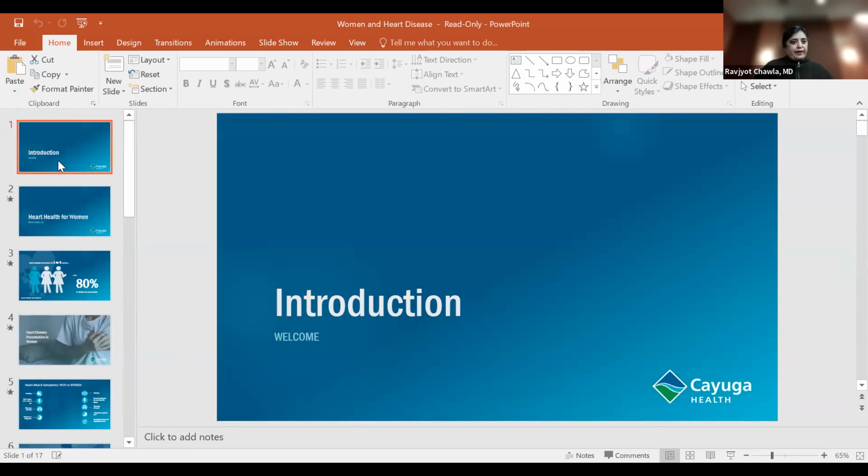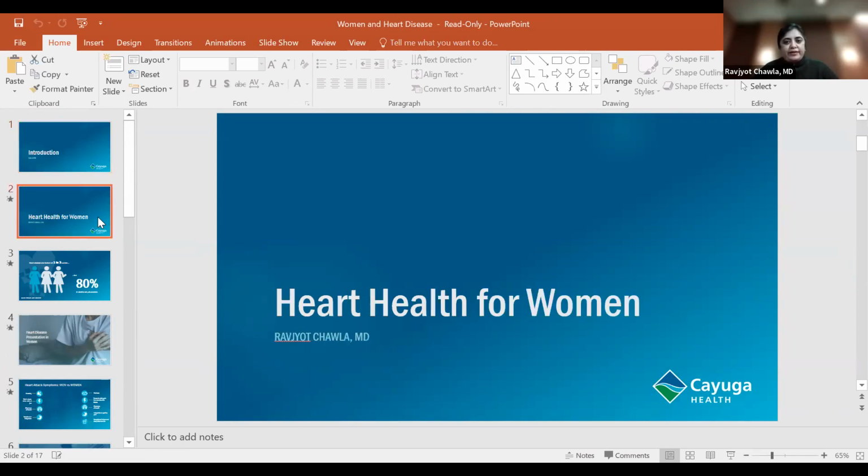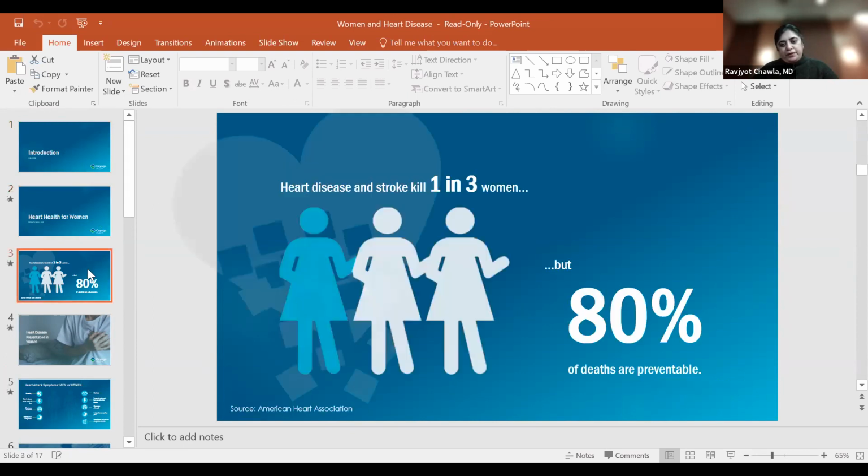So this is our first slide, which is our introduction, where I said I am originally from India and have extended family up in New York, and I moved here just to be closer to family with the end of my extended training. It doesn't apply to women, it applies to everybody. So going gender specific, in women, heart disease and stroke kills about 1 in 3 women, but 80% of these deaths are preventable.